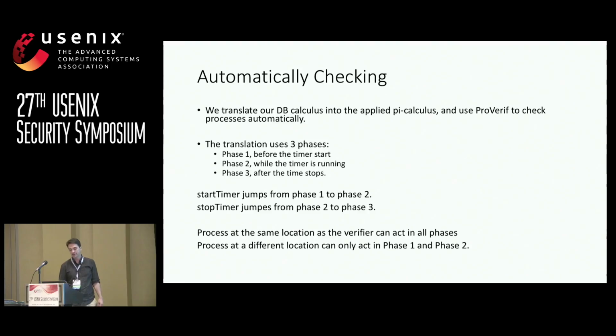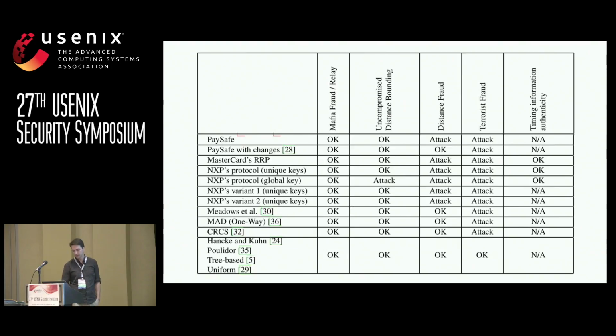Very briefly, we can translate our calculus into the applied pi calculus, which gives us a tool where we can just run and check. A little short of time, so I'll skip the demo, but we can just run this tool and it will tell us this protocol has these properties. Some results, various payment protocols, we find some attacks and some are okay. These are all new attacks previously undiscovered, but these distance fraud attacks probably aren't really applicable to the EMV attacker model. So aren't that surprising?